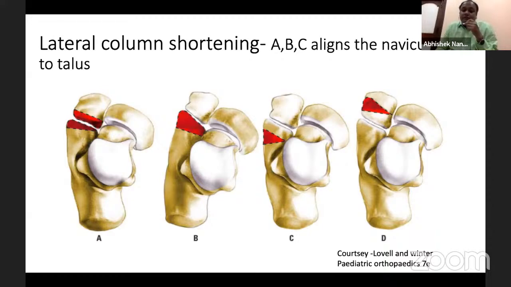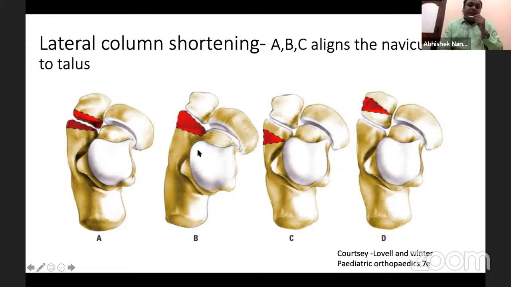Third is the reverse of the calcaneal lengthening osteotomy. In calcaneal lengthening osteotomy, we do a lateral column lengthening. Here we are doing a medial column shortening. Sorry, in this one we do a medial column lengthening. And the last one is Goldner's procedure, where we are doing a lateral closing wedge osteotomy of the cuboid.